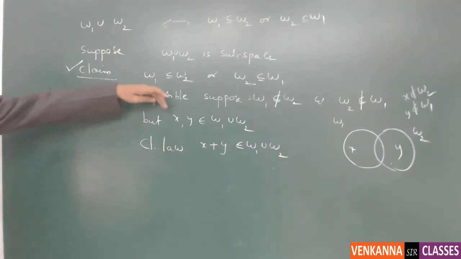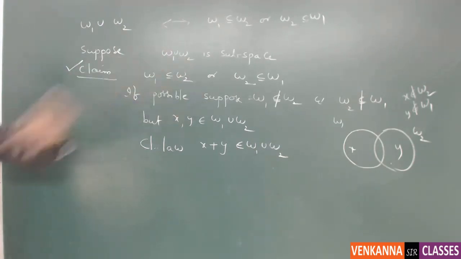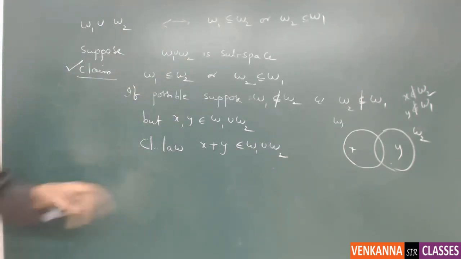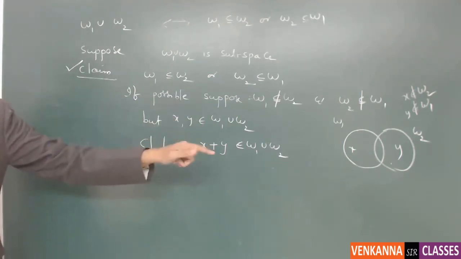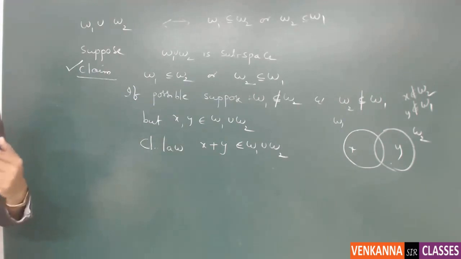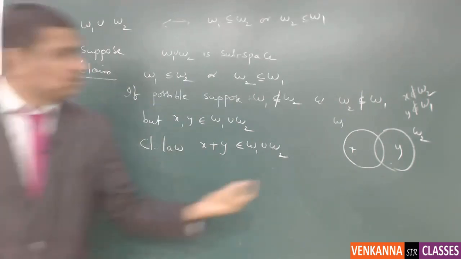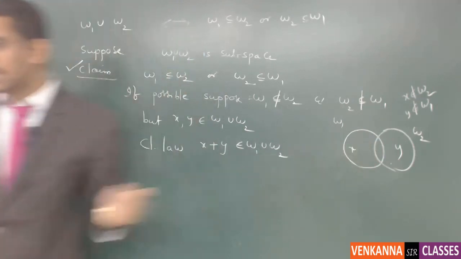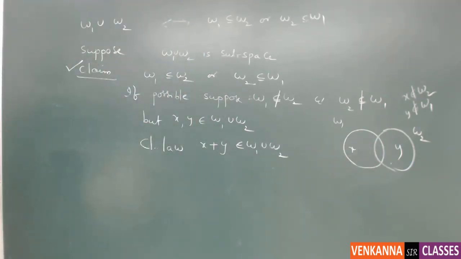So I am saying that X is a value, Y is a value, both will belong to the union. Since the union is a subspace, if you add them up, the result also belongs to the union because it is a subspace. So the result must belong to either of the sets. Agreed? So if you add X and Y, the result is X plus Y. That must belong to either W1 or W2. Accepted? All of you agree, or any questions from anyone?